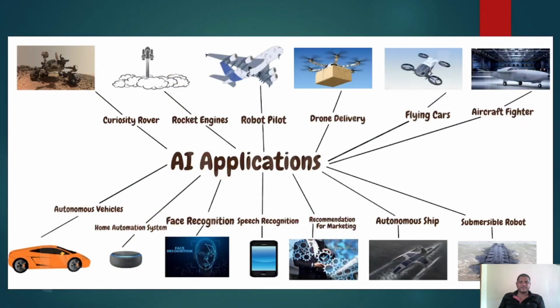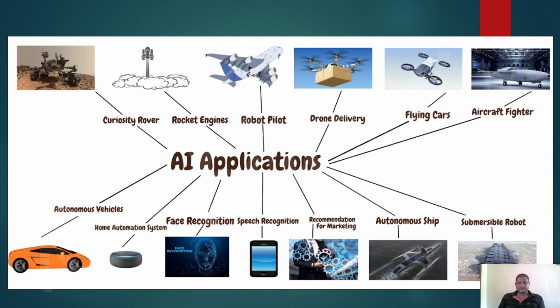Next one, what are the various AI applications around us? See here, starting with the Curiosity rover. Yes, NASA sent the Curiosity rover to Mars and is observing what is happening there. Rocket engines, robot pilots, drone delivery, flying cars, aircraft fighter, submersible robots, autonomous ships, recommendation for marketing, speech recognition, face recognition, human automation system, and autonomous vehicles. So all these things are now around us as AI applications.